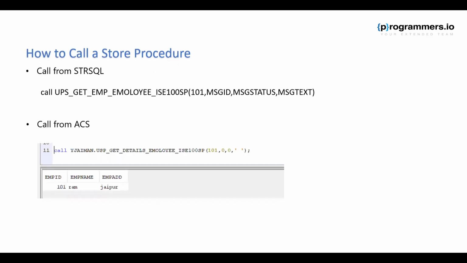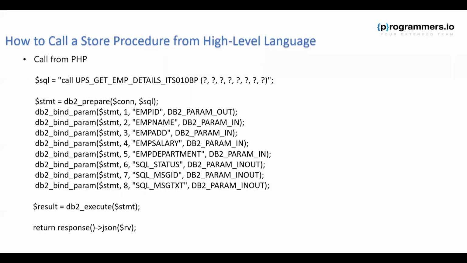Now, how to call a procedure from STRSQL, meaning from the green screen. I have already shown you how to call a procedure, and we have seen how to call a procedure from ACS. The most important thing is that you can call that store procedure from a third-party application also. What is the meaning of third-party application? Your PHP, Java, C#, any language.